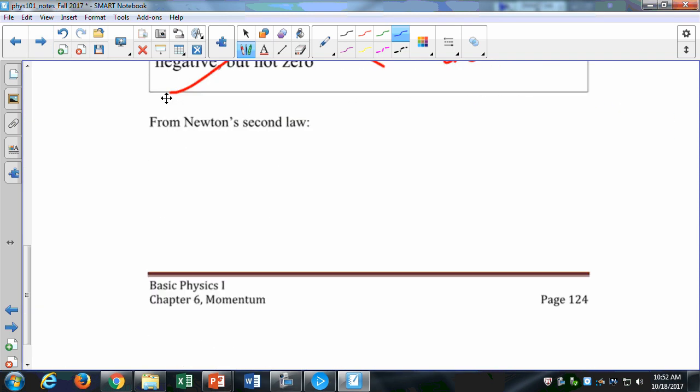So Newton's second law we know as F equals ma. But Newton didn't actually write the second law in that way. Instead, he wrote it in terms of momentum. And we know that momentum, which we've already defined, is equal to m times v.